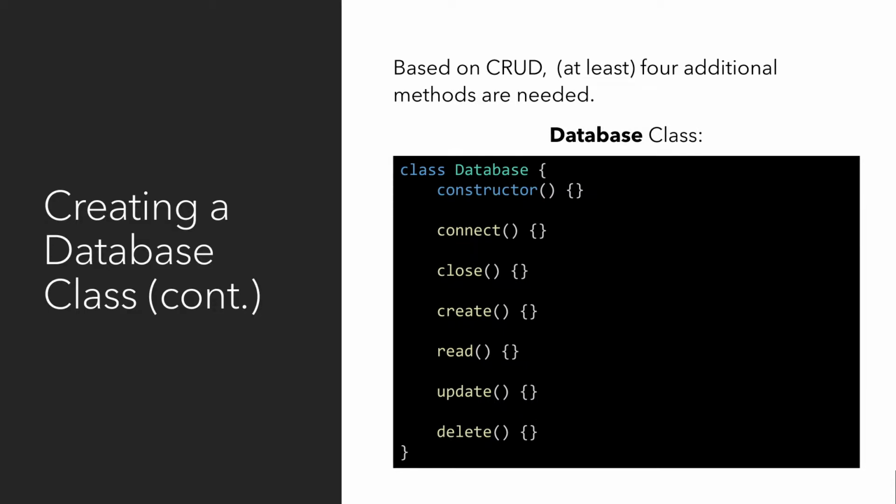Based on CRUD, create, read, update, and delete, at least 4 additional methods are also needed. So this is all 6 methods, plus constructor: constructor, connect, close, create, read, update, and delete.